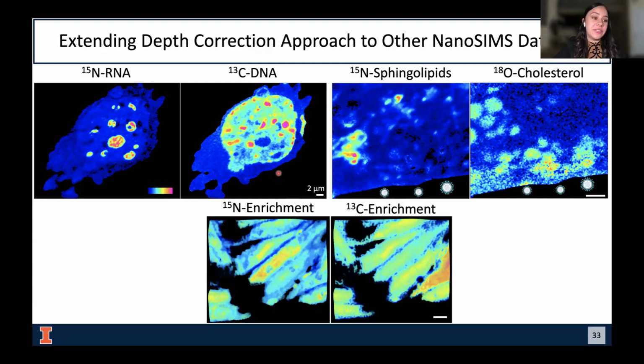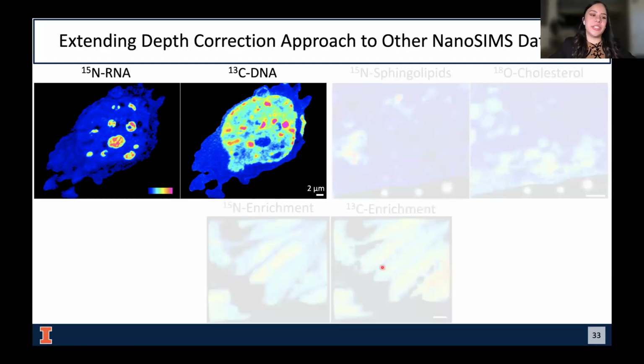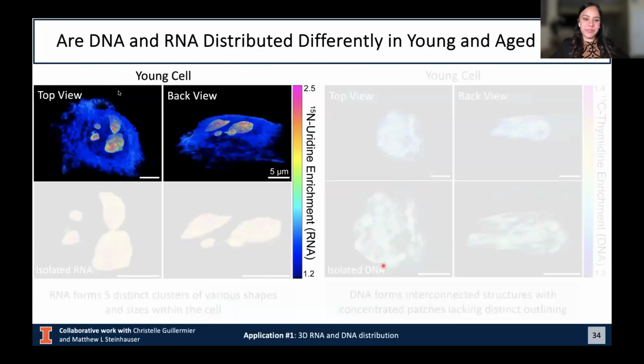So we began exploring diverse areas, such as investigating the 3D distributions of RNA and DNA within cells, also investigating the spatial relationship between influenza virus, sphingolipids, and cholesterol, and visualizing the incorporation of 15N and 13C labels inside marine algae. So we will explore each of these applications in more detail, but we will start by visualizing the spatial distribution of RNA and DNA.